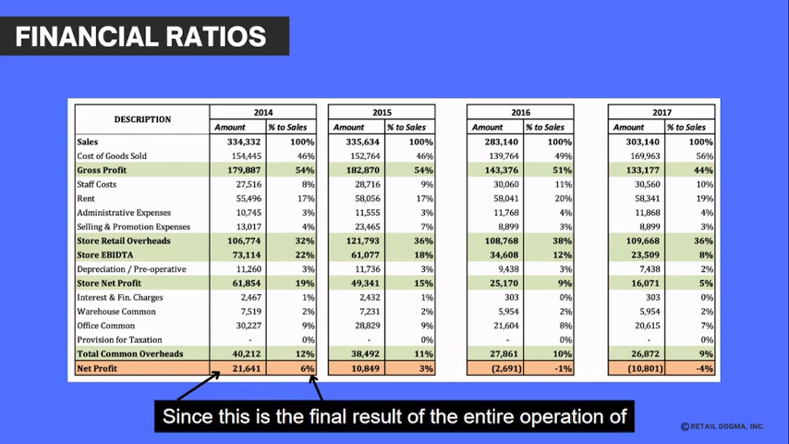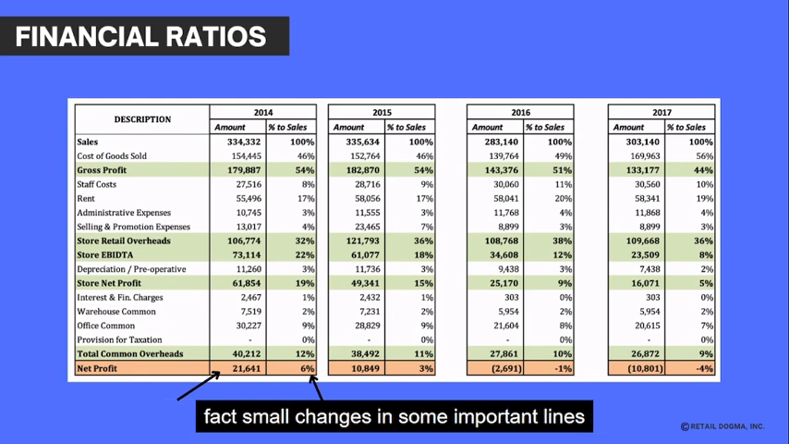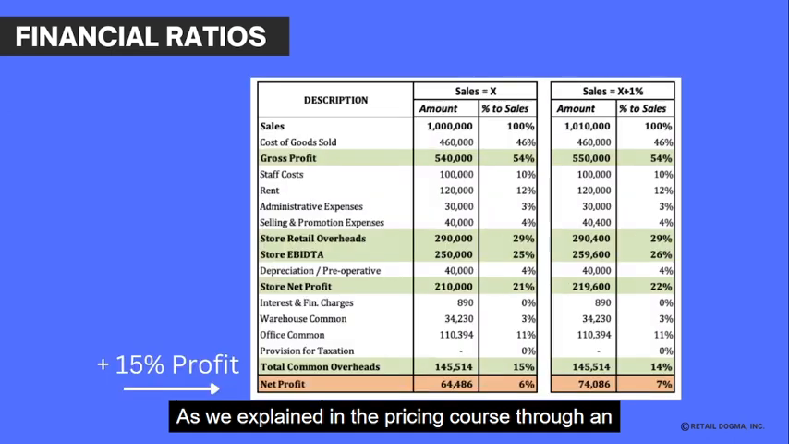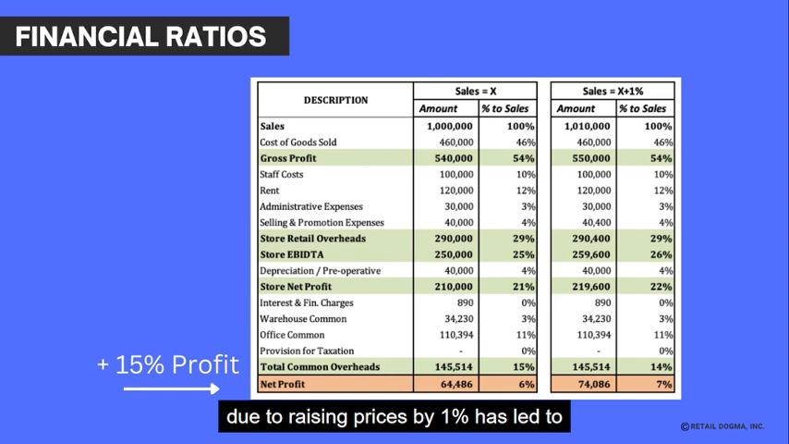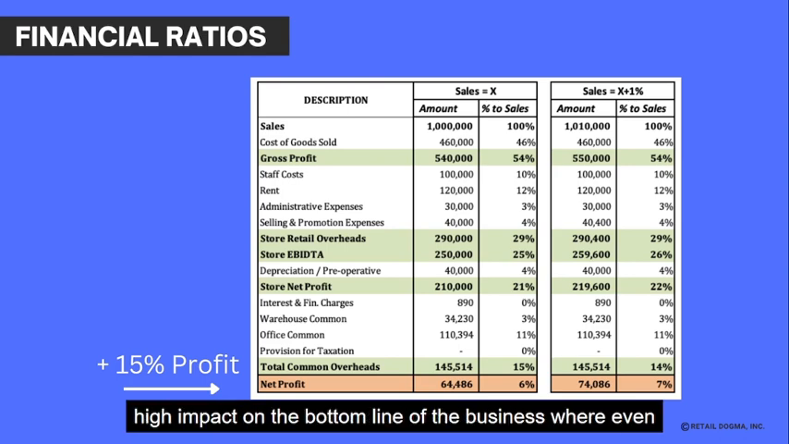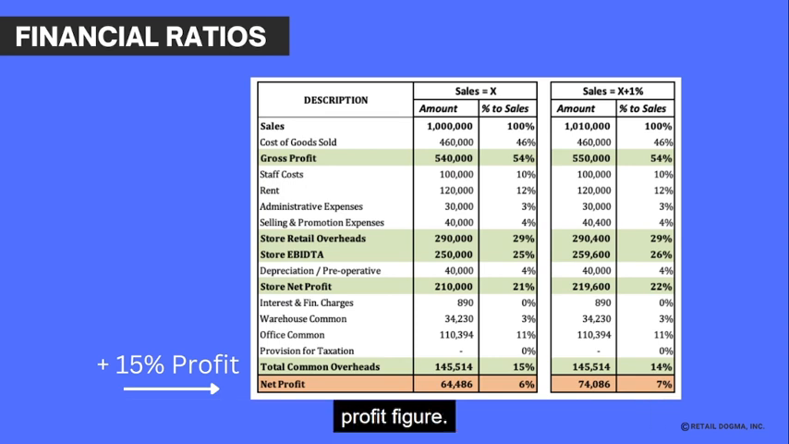Since this is the final result of the entire operation of the business, any improvement in any of the lines of the income statement will directly reflect on this figure. In fact, small changes in some important lines such as sales and gross margin could have a huge impact on the net profit. As we explained in the pricing course through an example, where a 1% increase in sales due to raising prices by 1% has led to a 15% increase in net profits. Sales and gross margins in particular have a very high impact on the bottom line of the business, where even a slight improvement could reflect highly on the net profit figure.